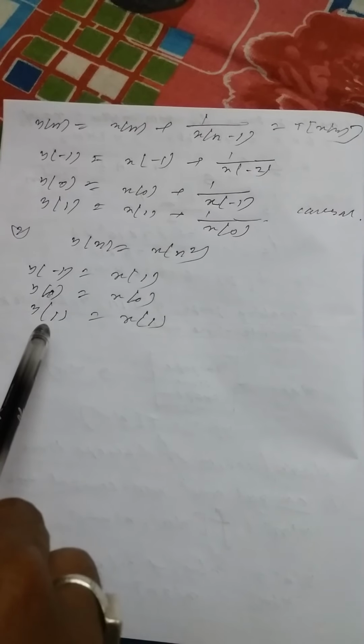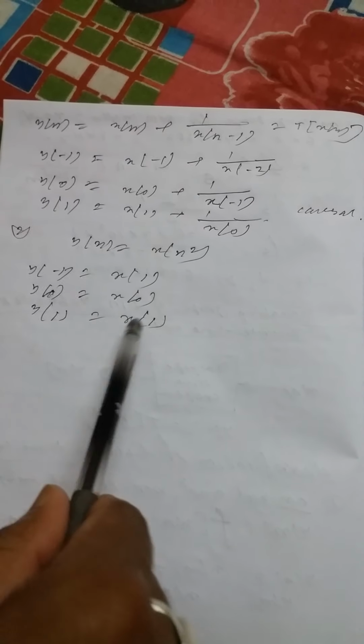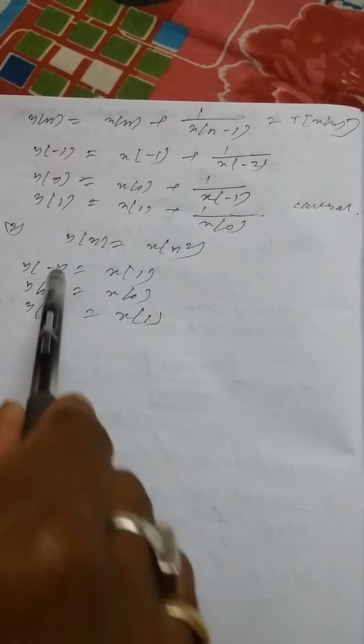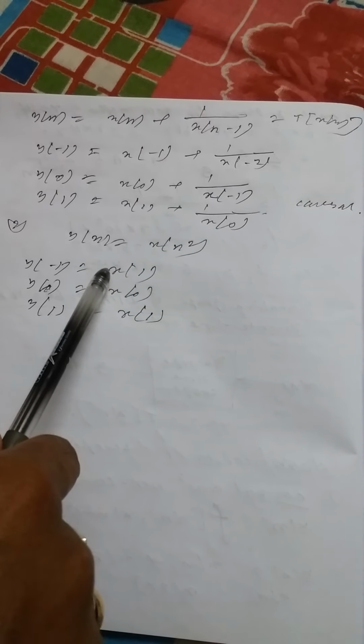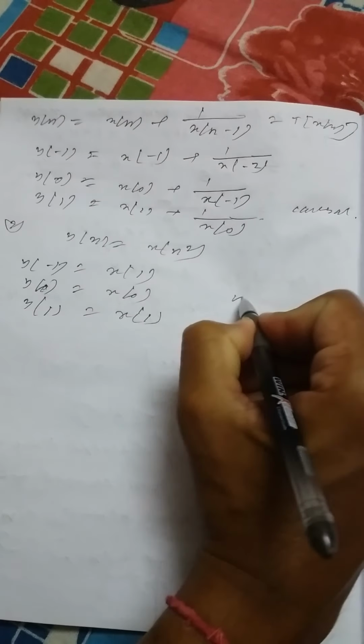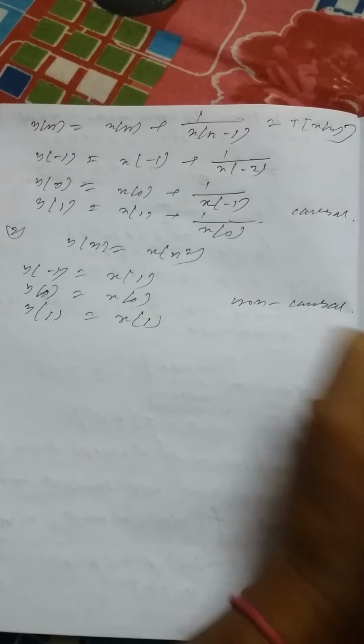Again, when y1 equals x1, it depends on the present input. But in the first case, it depends on the future input. So this is a non-causal system, right? So this is an example of a non-causal system.